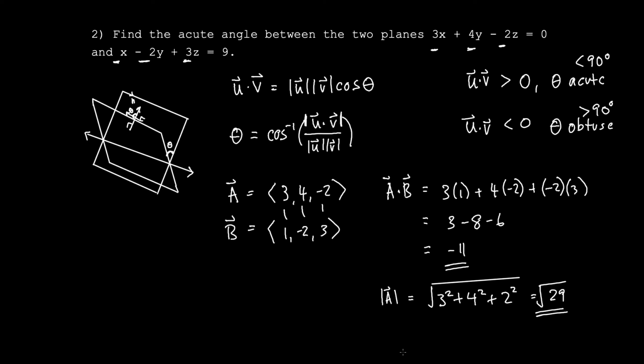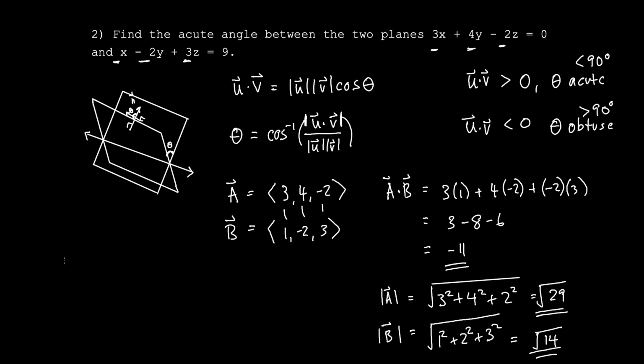Now we can find the magnitude of vector B. And that is equal to the square root of 1 squared plus 2 squared plus 3 squared. 1 squared is 1, plus 2 squared is 4, plus 3 squared is 9. So 1 plus 4 is 5, plus 9 is 14. So that's just equal to the square root of 14.